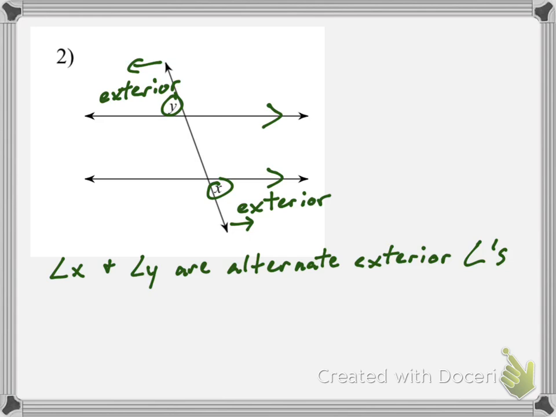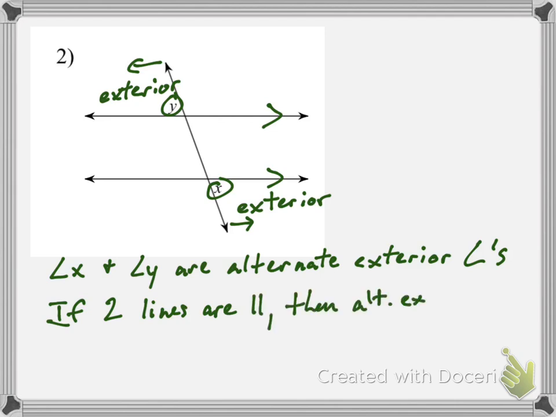So, if 2 lines are parallel, then alternate exterior angles are congruent. So angle X is congruent to angle Y. All right? So alternate interiors are congruent, alternate exteriors are congruent. All right, what's next?